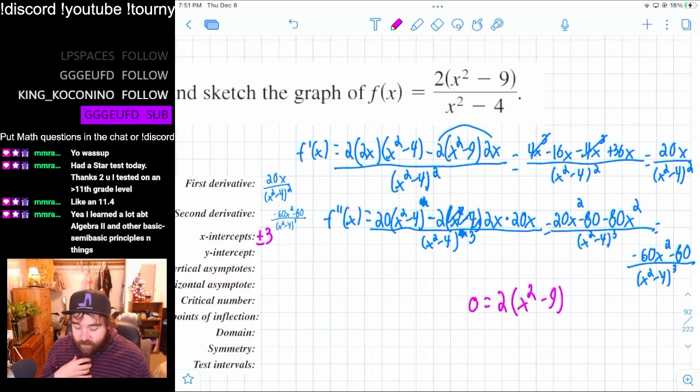And then your y-intercept is where you make x equal to 0. We'll just look at that. You make that 0, you make that 0. 2 times negative 9 over negative 4. So let's see, the negatives cancel, the 2 cancels, so it's just 9 over 2, 4.5.